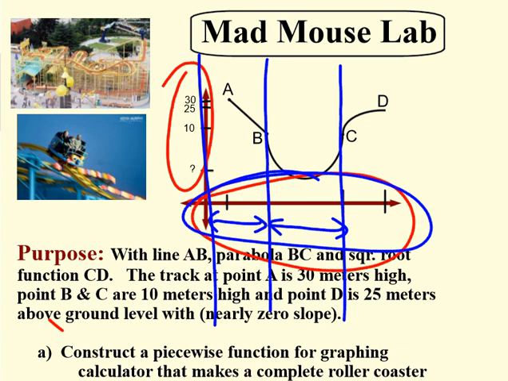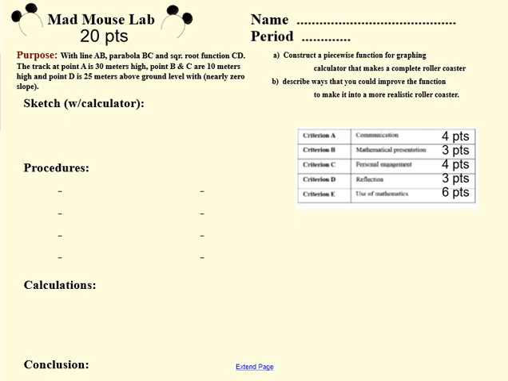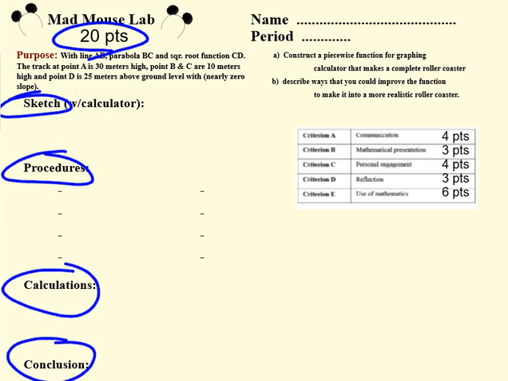All right, I've introduced you to the Mad Mouse Lab. It's got your classic 20 points, and there's 2 points for the sketch, and 2 points for the conclusion and stuff. That's in the lab format for all labs.